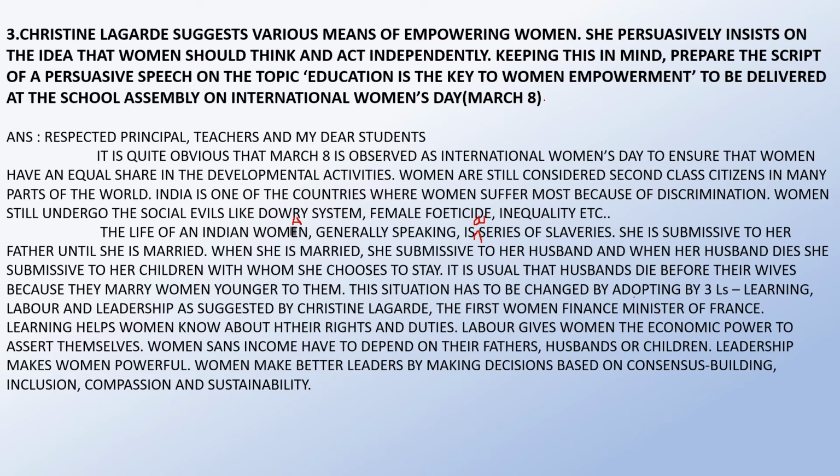She is submissive to her father until she is married. When she is married, she is submissive, there is an E missing, she is submissive to her husband. And when her husband dies, she is submissive to her children. Again, there is an "is" missing. She is submissive to her children, with whom she chooses to stay. It is usual that husbands die before their wives because they marry women younger than them.